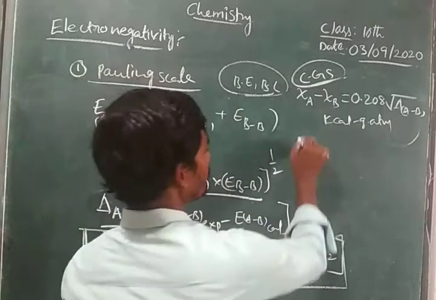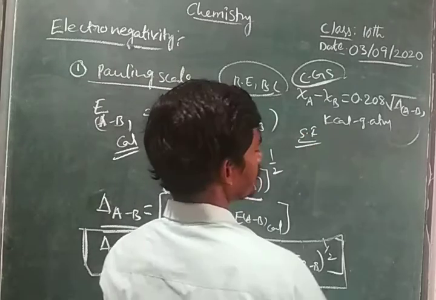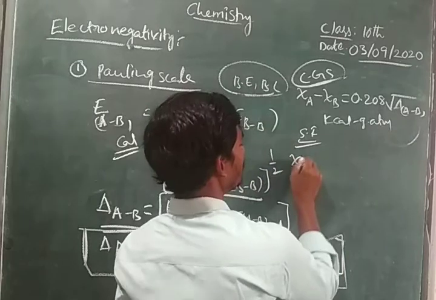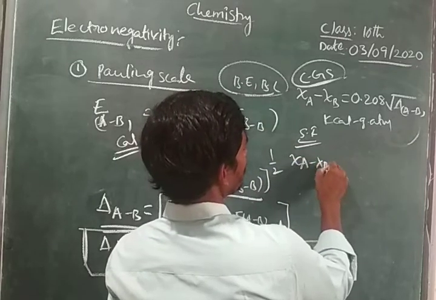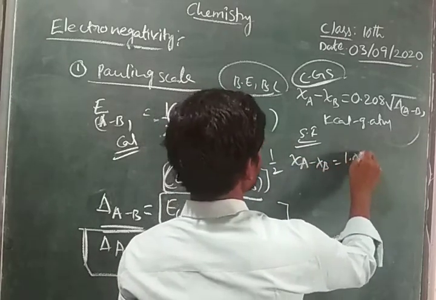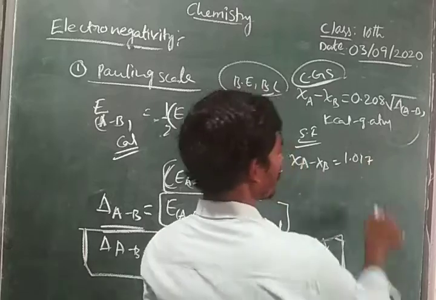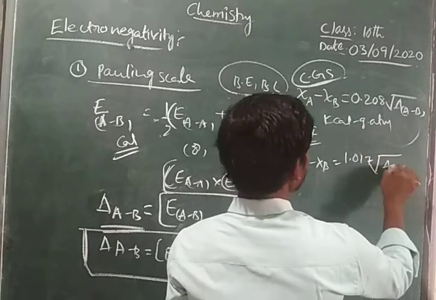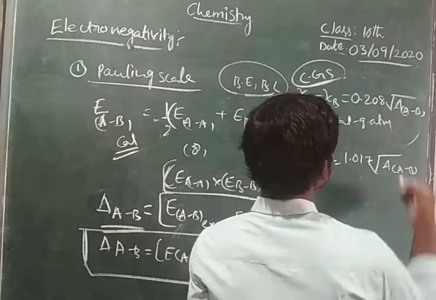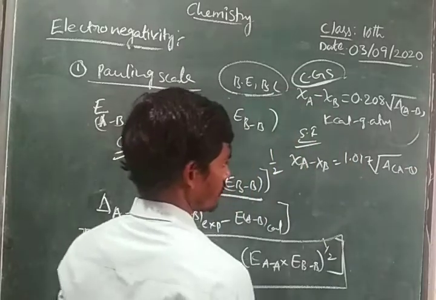When expressed in SI units, Ja minus Jb equals 1.017 root over delta AB.